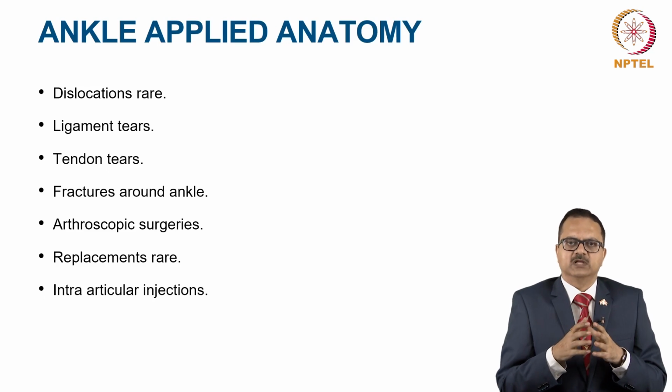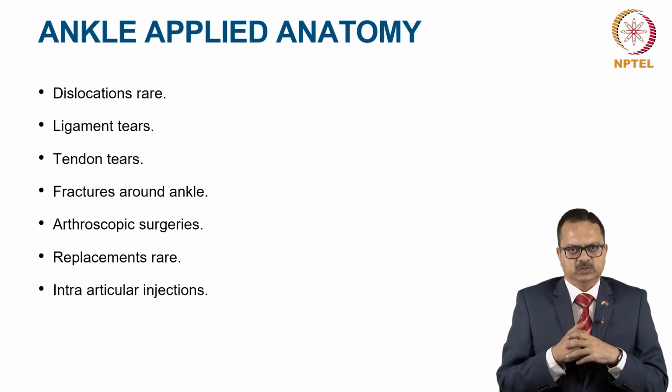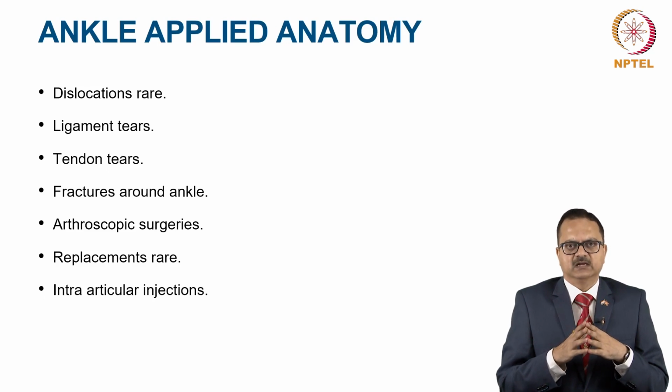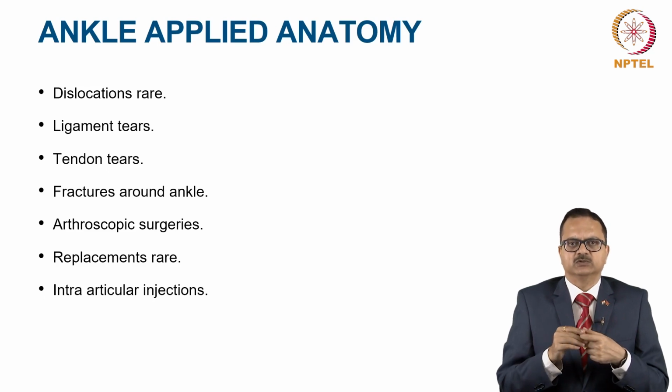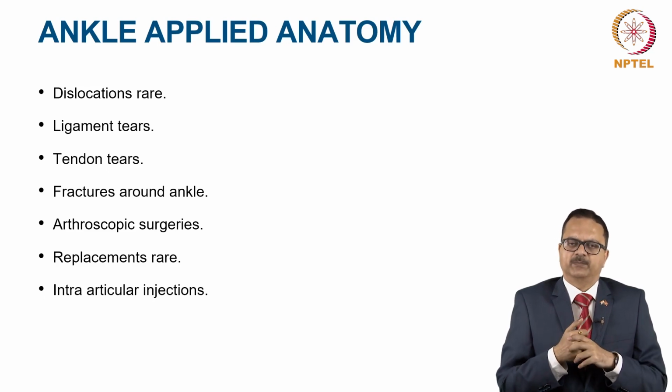Tendon tears are common around the ankle joint because there are a lot of tendons around the ankle joint. Fractures around the ankle are common, and these are usually seen in the active population. Arthroscopic surgeries can also be done in the ankle joint. However, incidences are rare. Replacements of the ankle joint are rarely done, but may be possibly indicated if the damage to the bones of the ankle joint is too much. And intra-articular injections of the ankle are possible, but they are also rarely done.